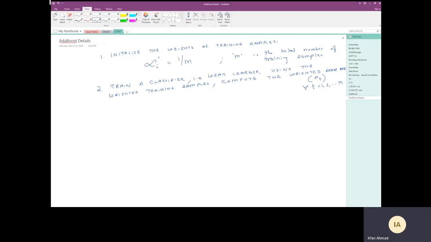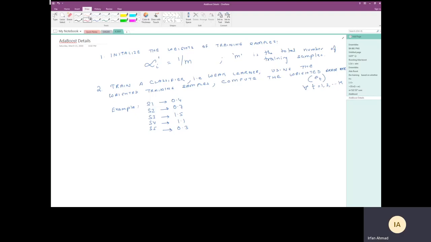Now to give you an idea of what we mean by weighted samples, what is the weighted error rate? To understand that, let's take an example. Let's assume that we have training samples S1, S2, S3, S4, and S5, 5 training samples. And let's assume the current weight of the first sample is 0.4, another one is 0.7, another one is 1.5, the fourth one is 1.1, and the fifth one is 0.3 for some reason.